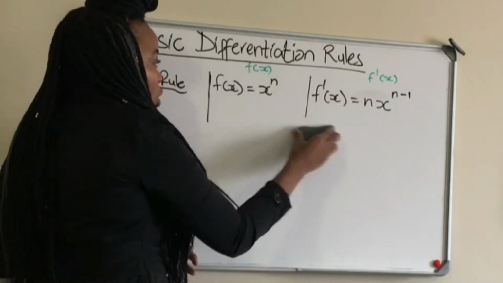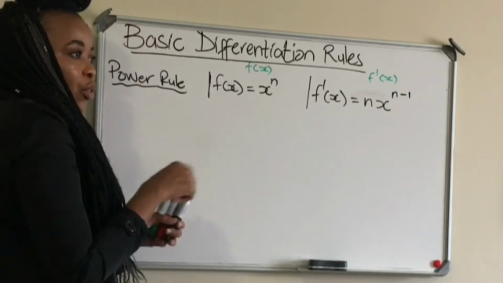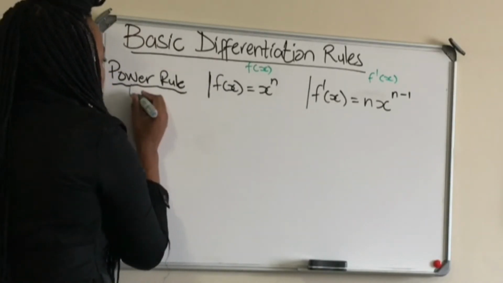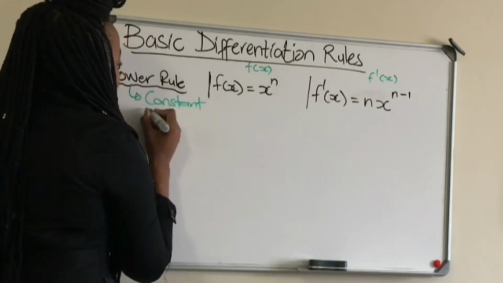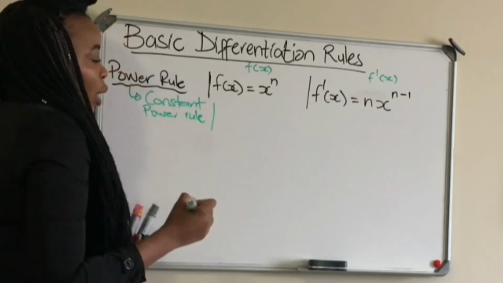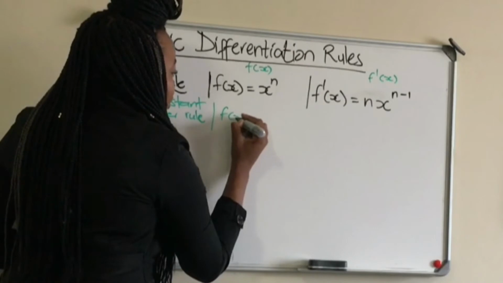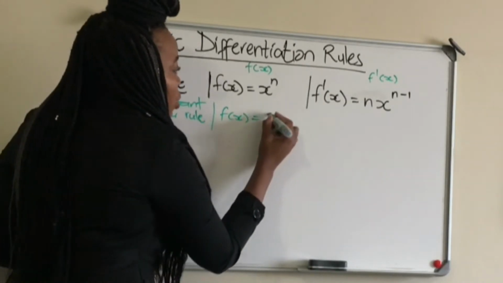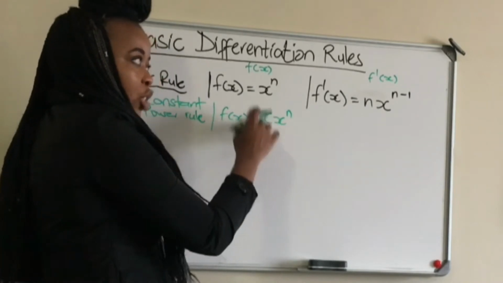In addition, we are going to look at some examples, but before the examples, we also need to incorporate what we call the constant power rule. What does that entail? It means instead of just f of x equal to x to the power n, I have f of x, which is my original function, equal to cx to the power n. You have a constant in addition to what you had there.